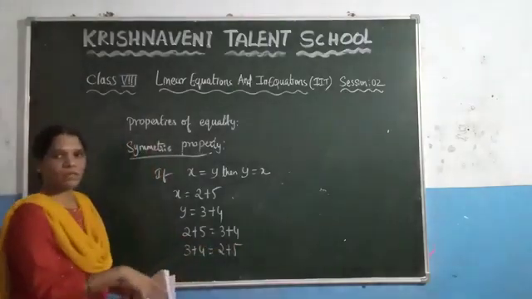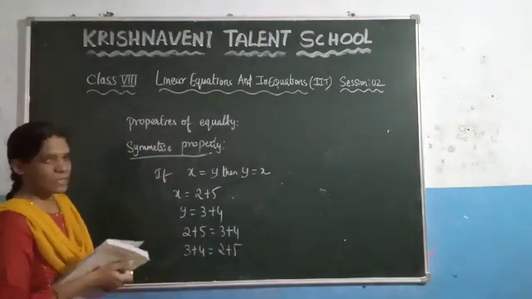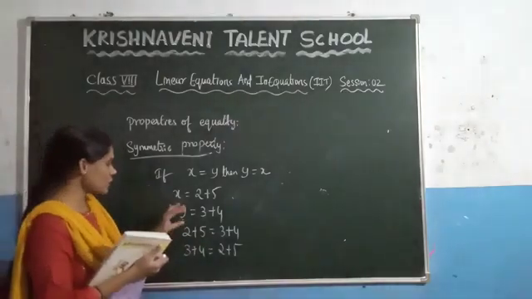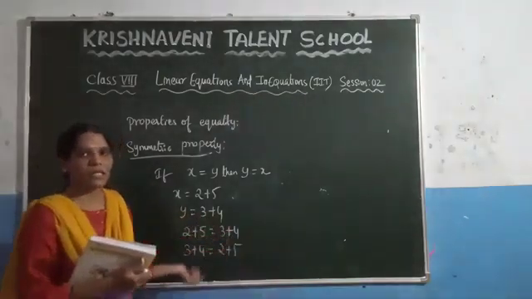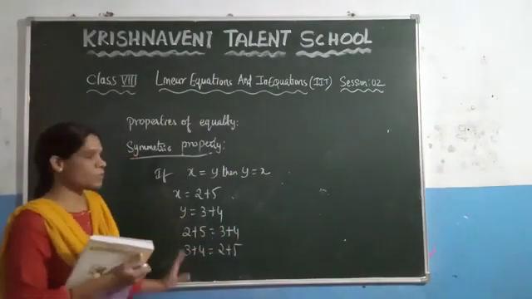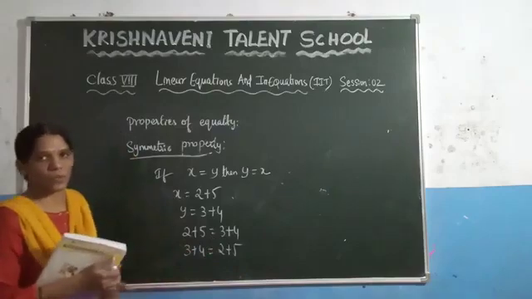Because both are equal, if you change the order, you will get the same result. This property we call the symmetric property. What it states is, if the first number is equal to the second number, then the second number is always equal to the first number. This property we call the symmetric property.